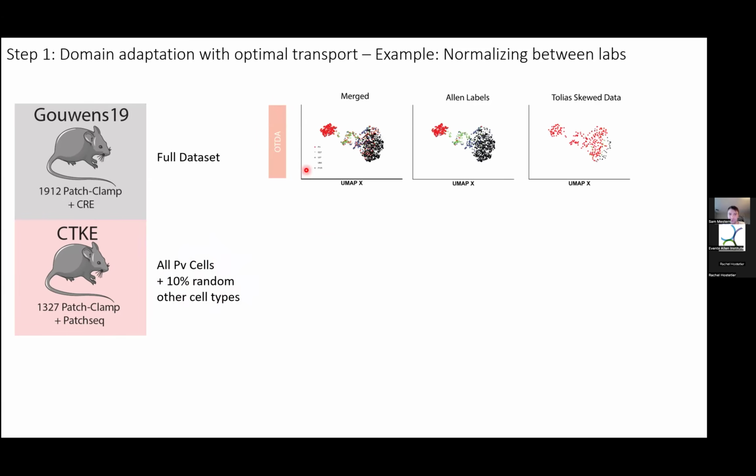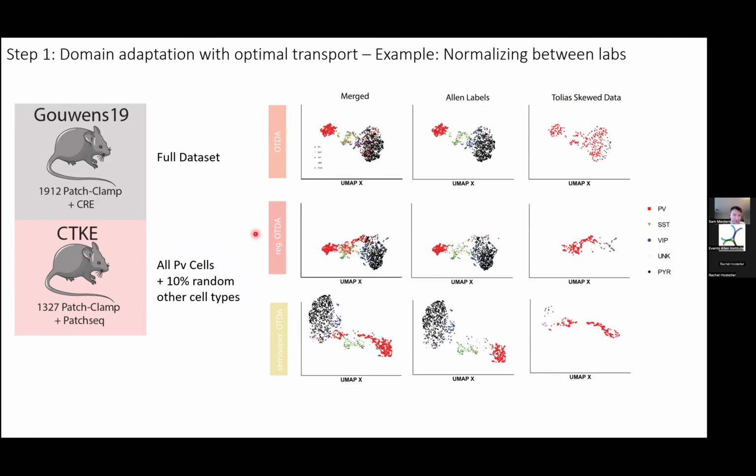If you were to simply map them on using standard OTDA, you would see that the Telias PV cells begin to intermingle across the entire spectrum of the Allen dataset, which is not good. It's meaning the PV cells are invading the pyramidal, SST and VIP space. However, if you use the regularized OTDA or the semi-supervised OTDA, we do see a constrained spread of the PV cells, meaning that now the CTKE cells are remaining in the space where you expect them to and are intermingling with the same cells from the Gowans 19 dataset. This is to say you should probably be using a regularized OTDA and the semi-supervised OTDA when possible, since normal OTDA kind of over-integrates the datasets.